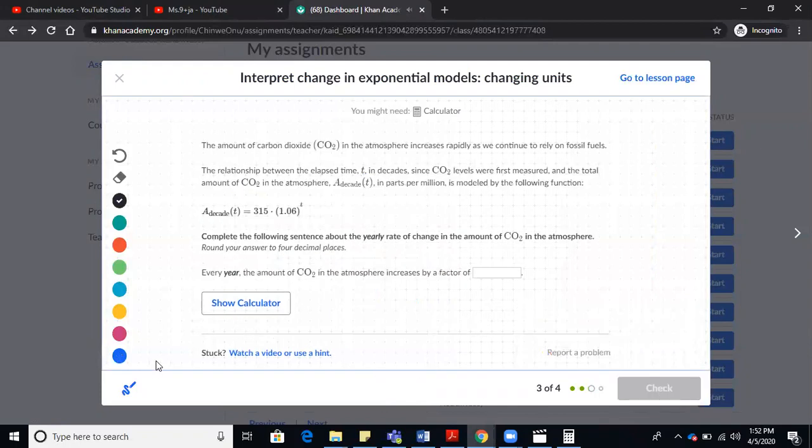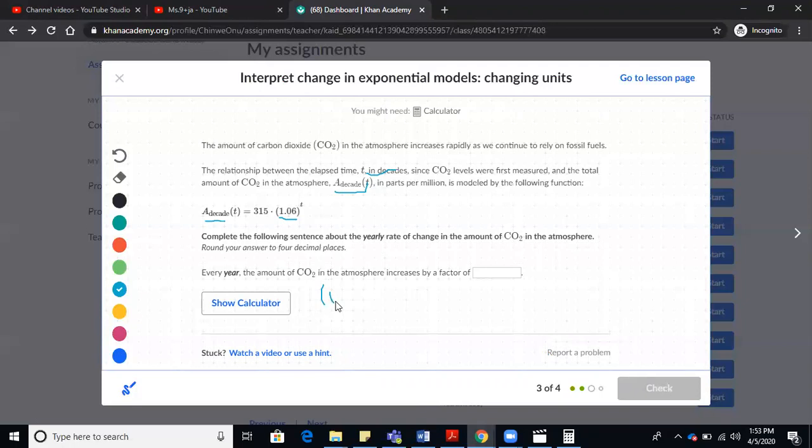Yeah, we have the function, and it's telling me the function is giving me T in decades, and my factor is 1.06 every decade, and it wants it for every year. So I need 1/10 of a decade. 1 year is 1/10, right? So I'm going less, so I'm going to raise it to the fraction, okay?